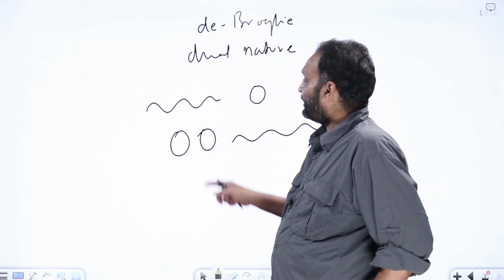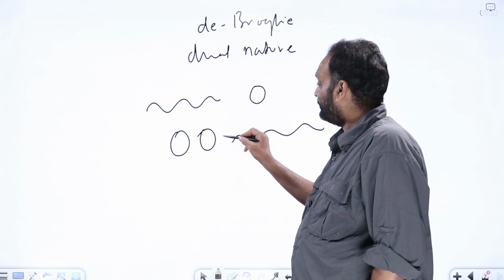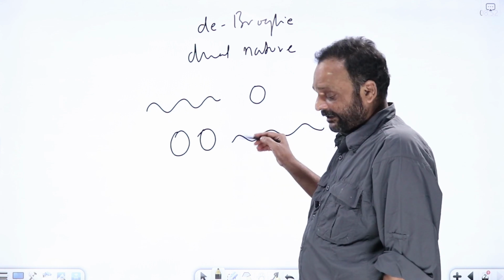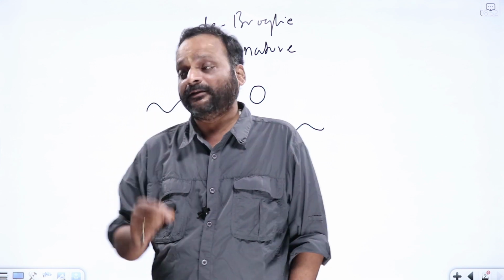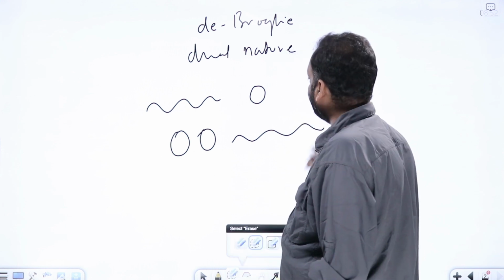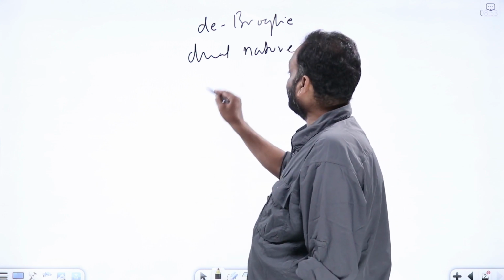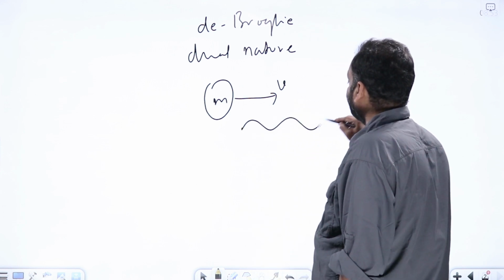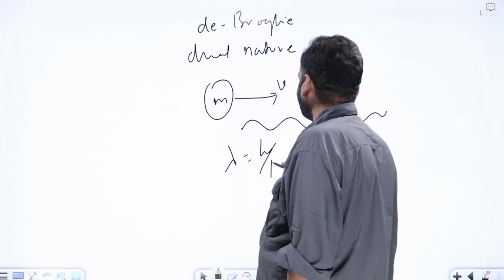Not only saying that, he could derive an expression for the wavelength whenever a material particle behaves like a wave. So de Broglie derived one expression for the matter wave's wavelength. According to de Broglie, every material particle of mass m moving with a velocity v will be associated with a wave, a matter wave it is known as, whose wavelength is given by lambda equal to h by p.